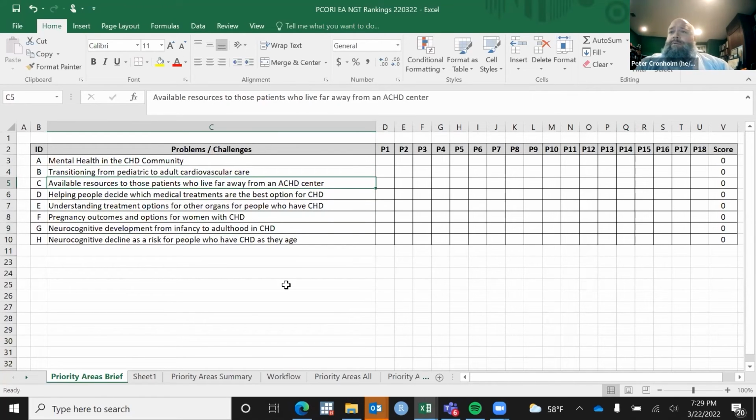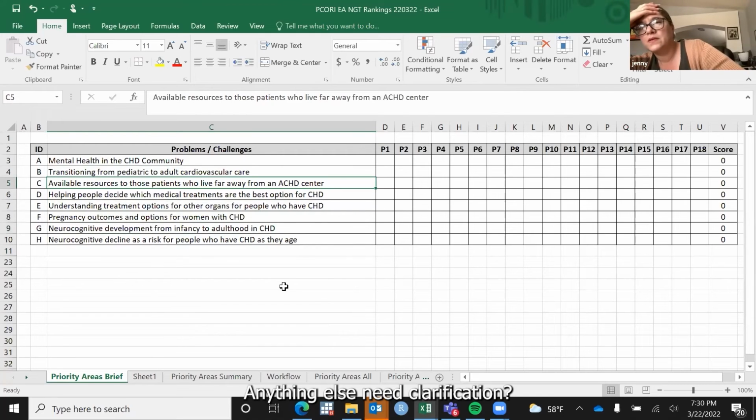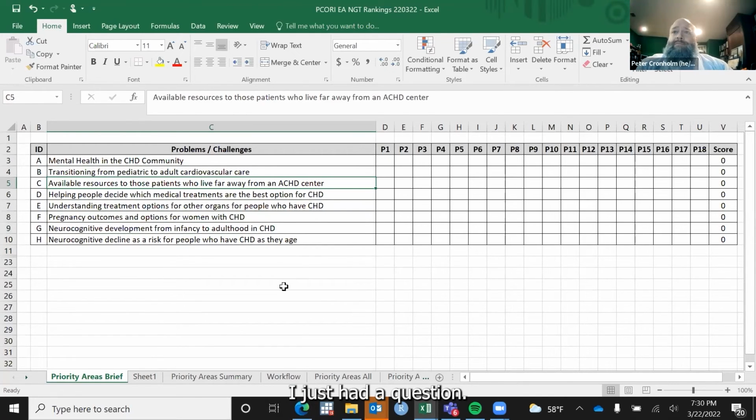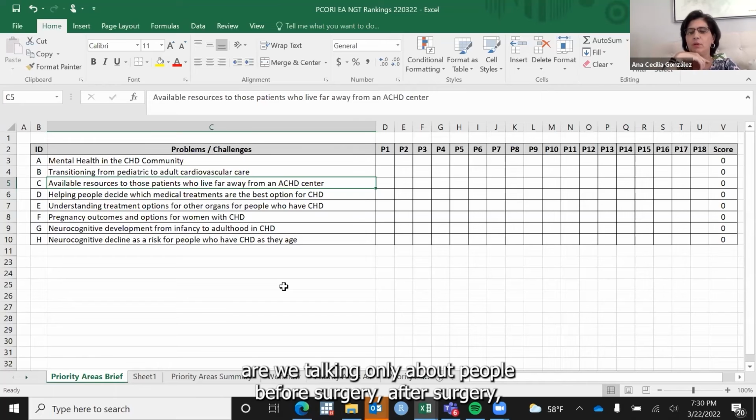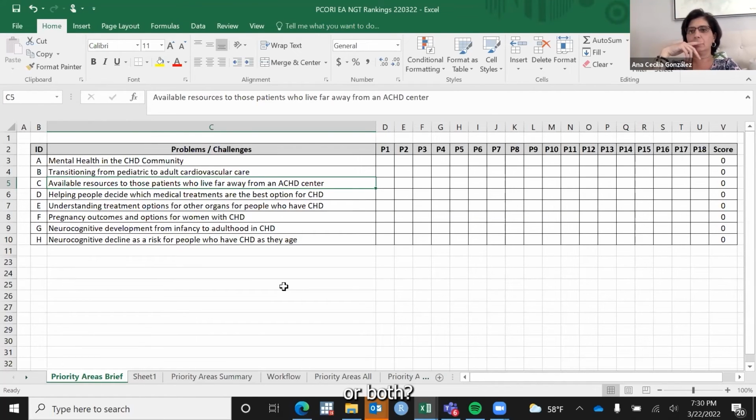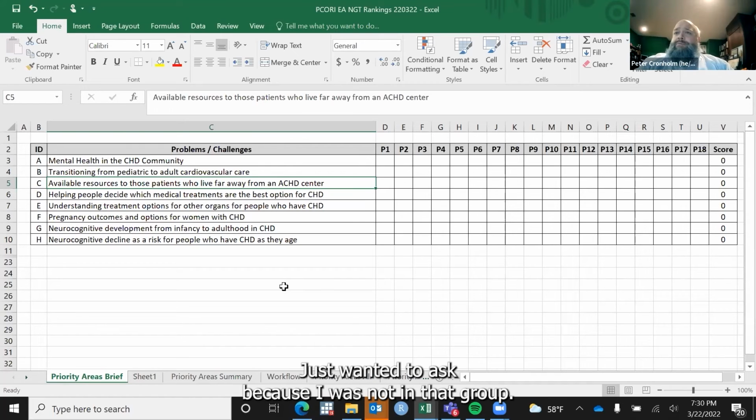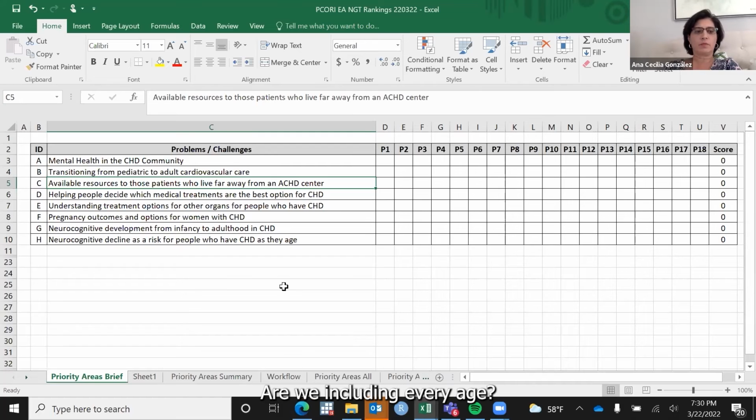Does that feel like that clarifies that enough for everybody? Okay. Yes. Anything else need clarification? I just had a question with F, pregnancy outcomes and options for women with CHD. Are we talking only about people before surgery, after surgery, or both? Anyone from that group? I just wanted to ask because I was not in that group. Are we including every stage?